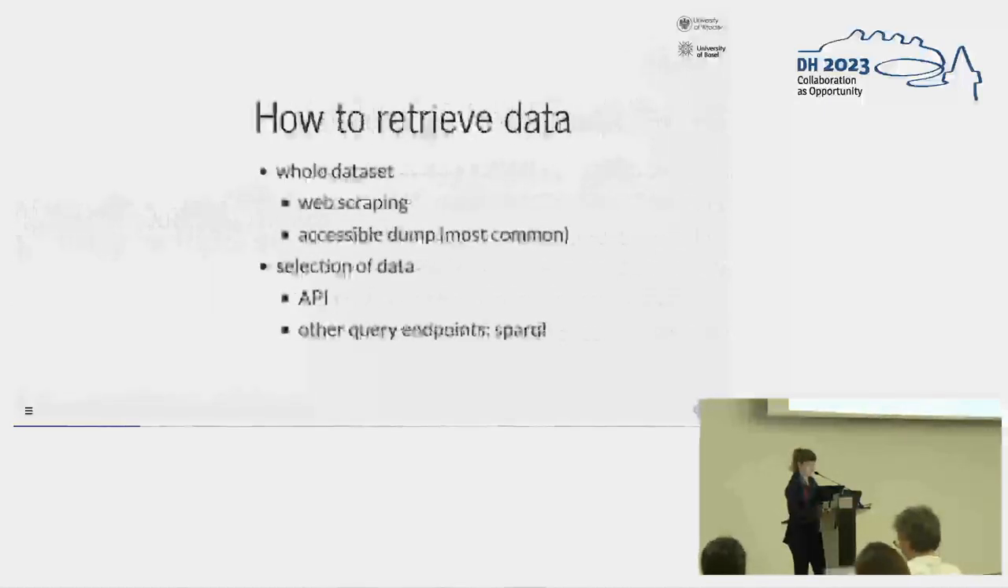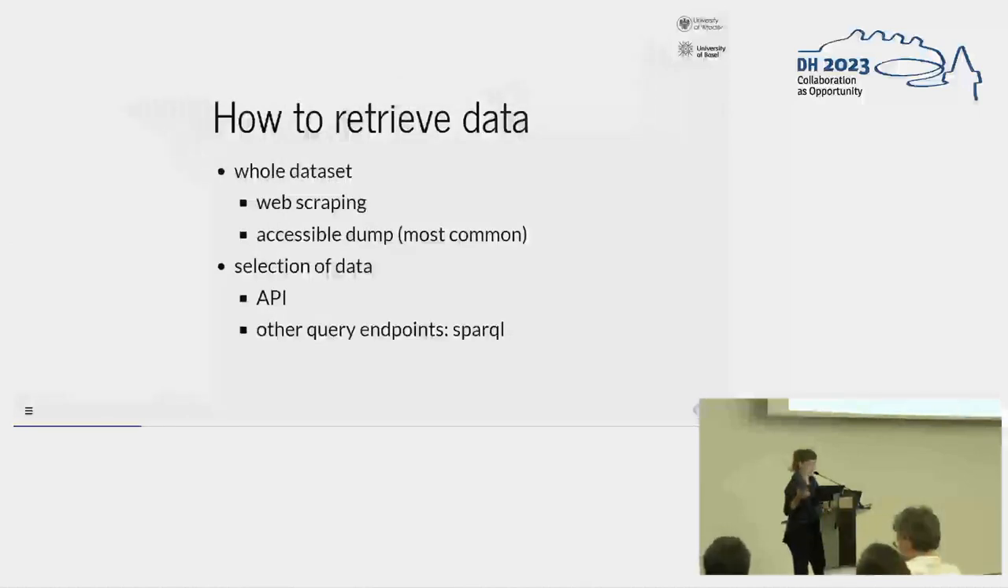So how to obtain the data? We might want to obtain the whole data set, and if no access to the data is provided, we might consider web scraping, but much more common is that we have an accessible dump, mostly in XML TEI. Another possibility is that we want to retrieve only a selection of the data, and this is possible through APIs or through other query endpoints such as SPARQL. In what follows, I'll focus on APIs.